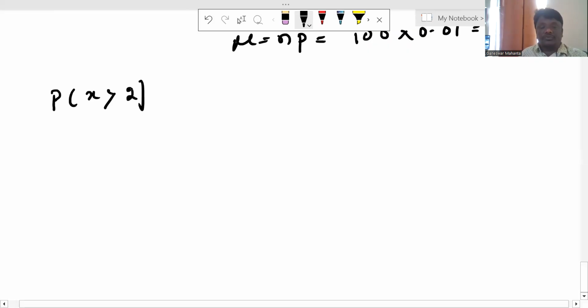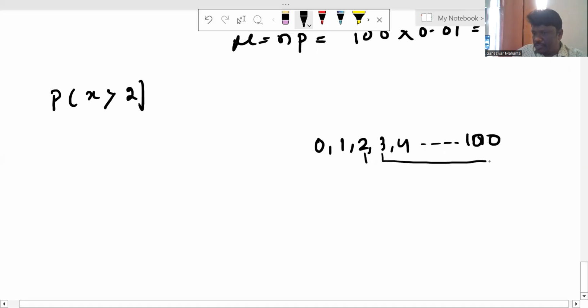That means whenever we look at this problem, more than 2 means 0, 1, 2, 3, 4, up to n, which is 100 times. More than 2 will be defective means not including 2. So 3 to 100 will be defective, and this other part is non-defective.